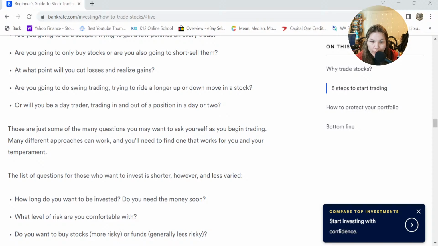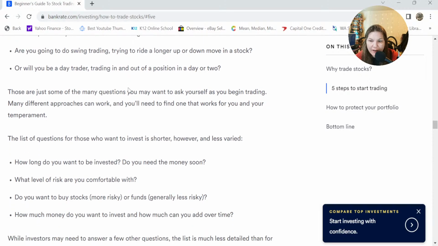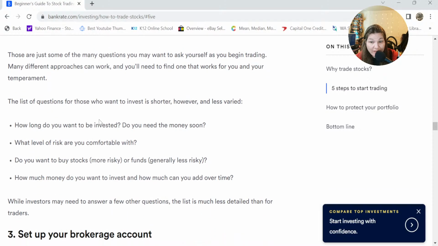Are you going to do swing trading, trying to ride a longer up or down move in a stock? Or will you be a day trader, trading in and out of a position in a day or two? Those are just some of the many questions that you may want to ask yourself as you begin trading. Many different approaches can work, and you'll need to find one that works for you and your temperament. The list of questions for those who want to invest is shorter, however, and less varied.